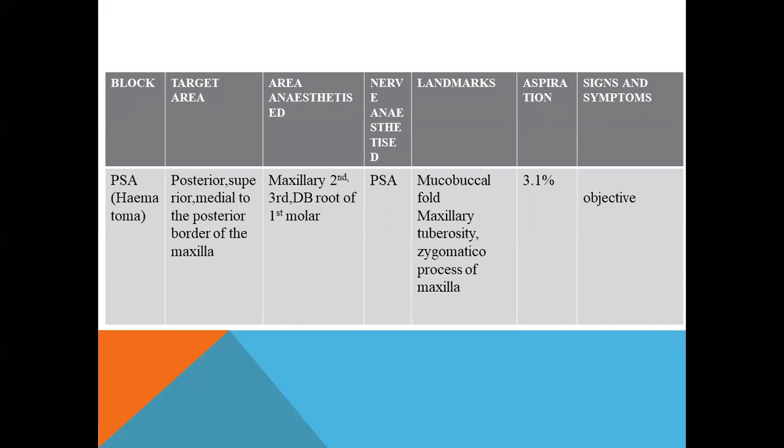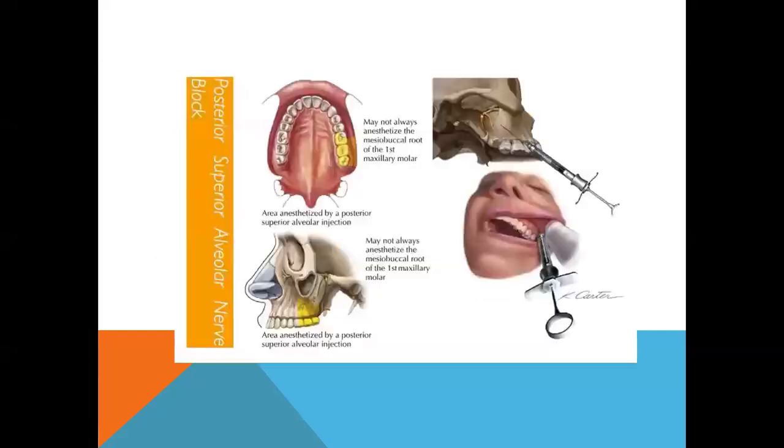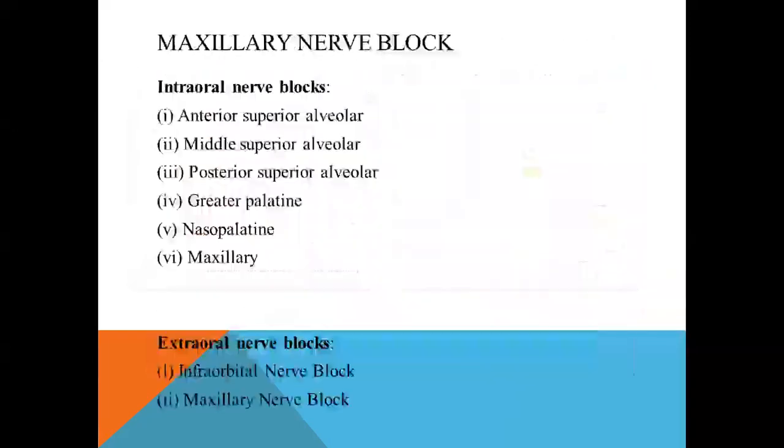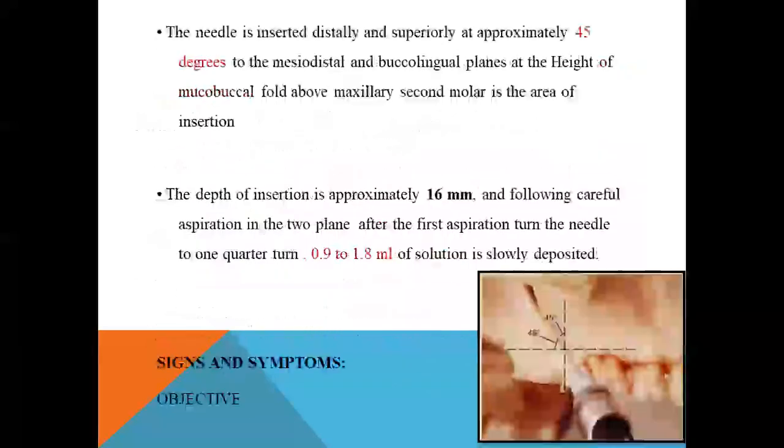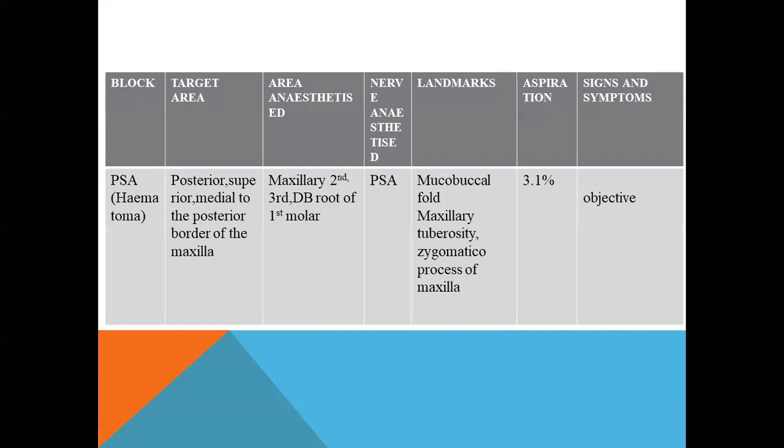Coming to the summary of the PSA: it is also called the tuberosity or zygomatic nerve block. This is the other name of the PSA. The target area is posterior, superior, and medial to the posterior border of the maxilla. The area anesthetized is the maxillary second molar, third molar, and the distal buccal root of the first molar. The nerve anesthetized is the PSA. Landmarks are the mucobuccal fold, maxillary tuberosity, and zygomatic process of the maxilla.